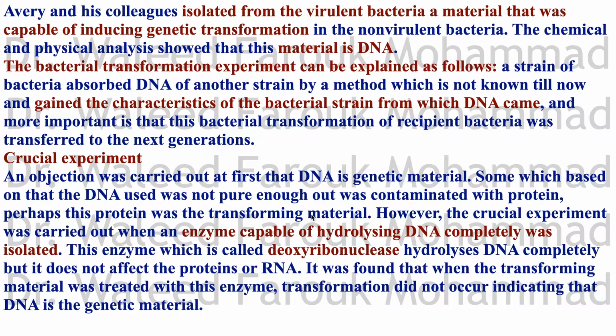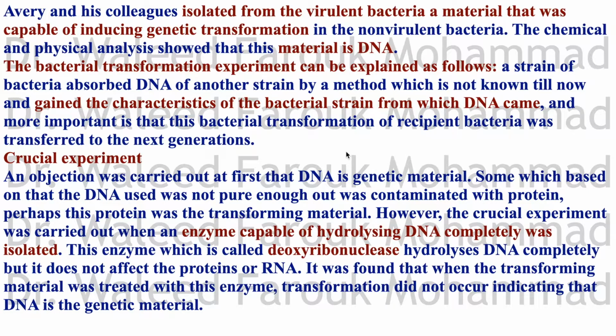A scientist called Avery and colleagues isolated from the virulent bacteria a material that was responsible for the genetic transformation. This material was DNA. So the experiment concluded that bacteria absorbed DNA of another strain and acquired the characteristics of this bacterial strain. But how did it absorb it?